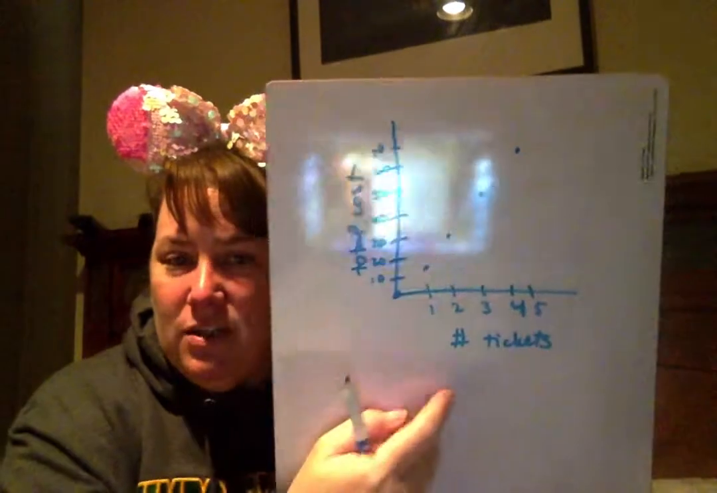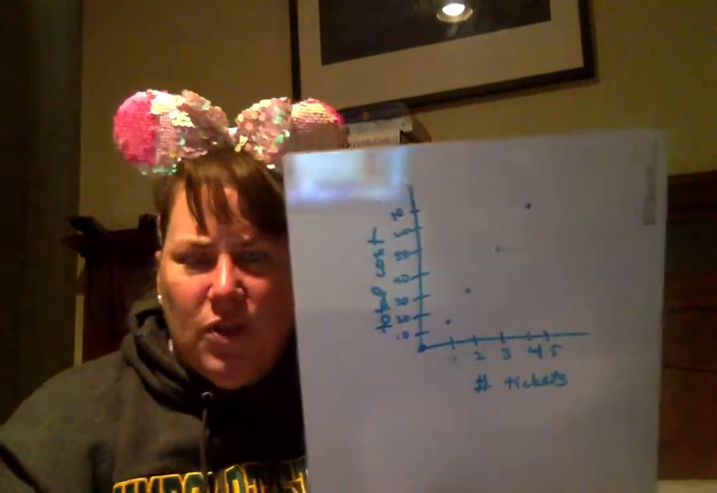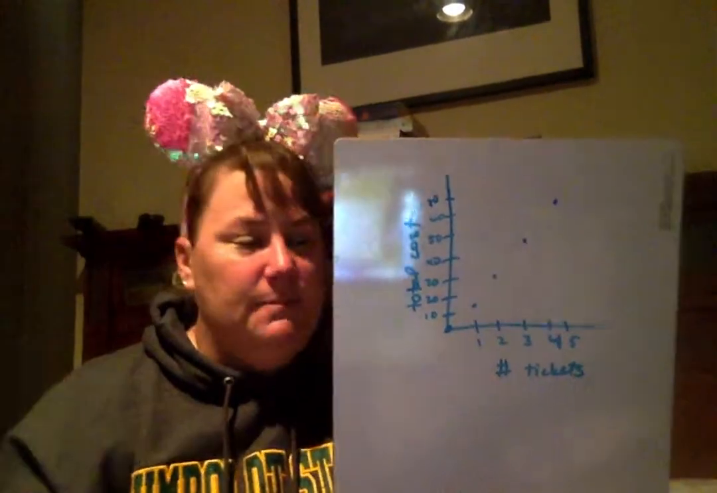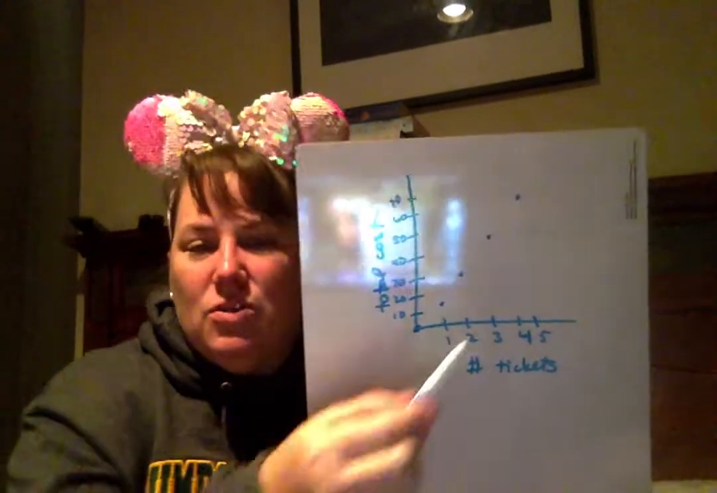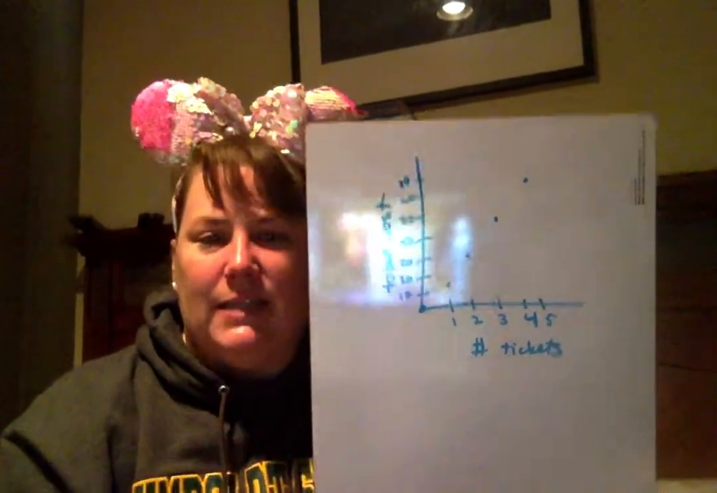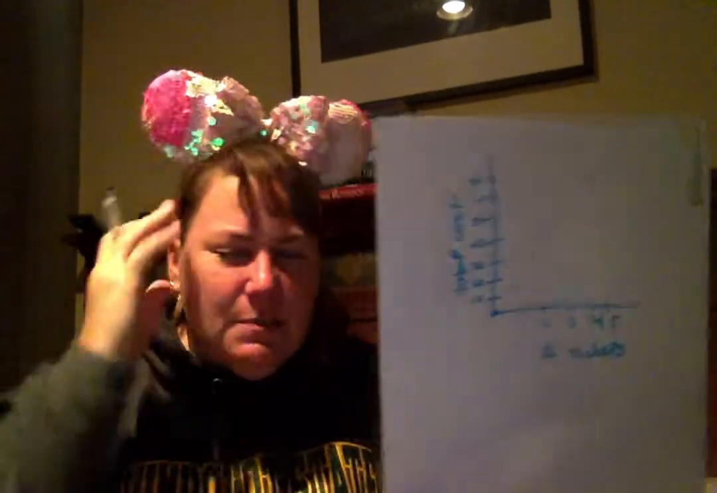And remember, your domain is always your X value. So think about it. Can I have half of a ticket? And you can't. So you do not connect this. That's the big question. That's what you want to think about when you talk about discrete domain. Can I have half this? Can I have half a cat? No, you can't. Can I have half a candy bar? Yes, you can.